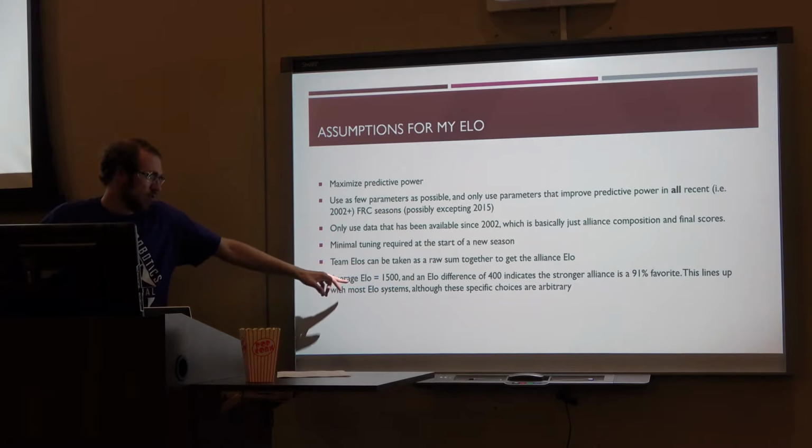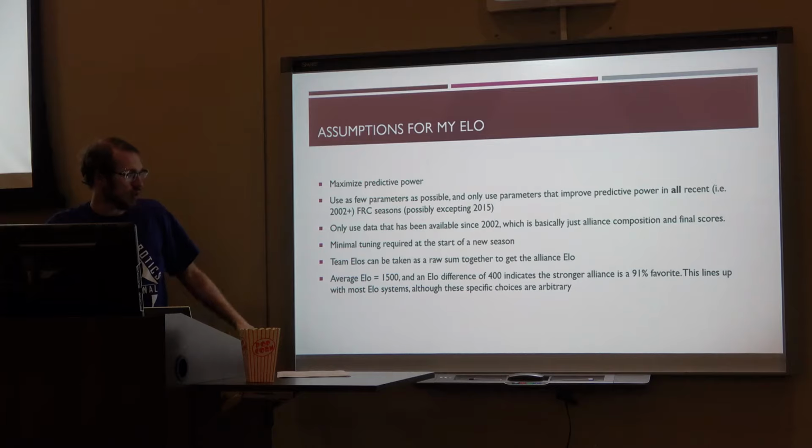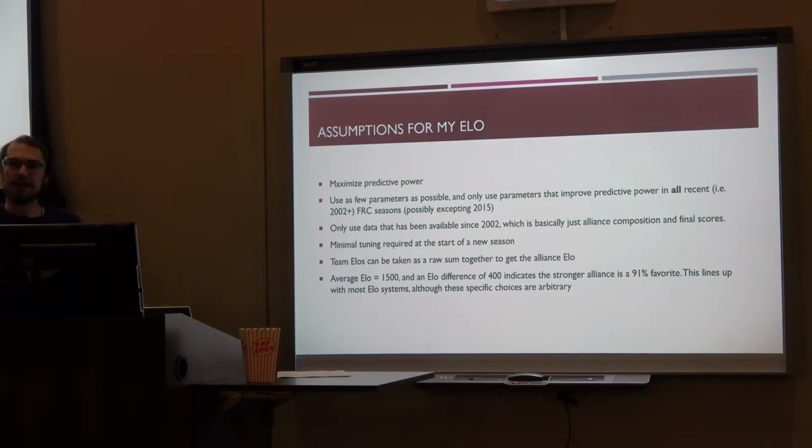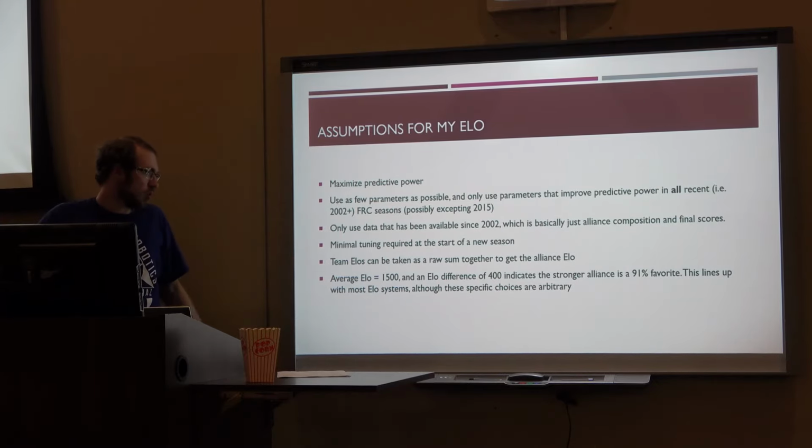For reference, the average ELO in my system is pretty close to 1,500, and an ELO difference of 400 indicates a stronger alliance is a 91% favorite, or will win 10 times as often as the weaker alliance. That's how most ELO systems are set up, but those are completely arbitrary. You could have your average set at 0 or have 10 or 1 or something indicate a 91% favorite.